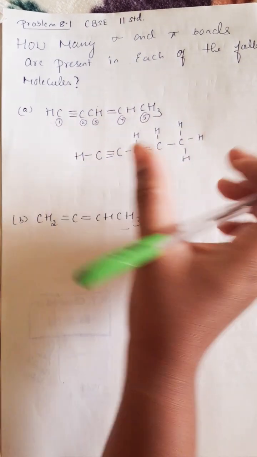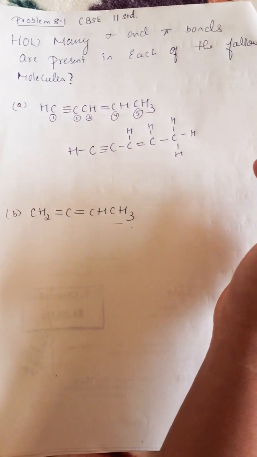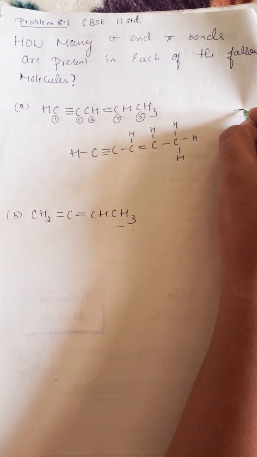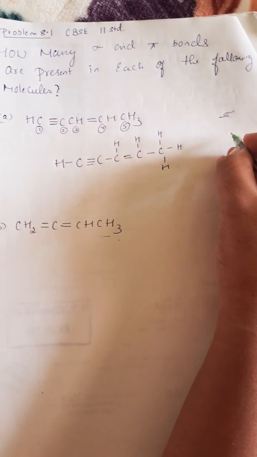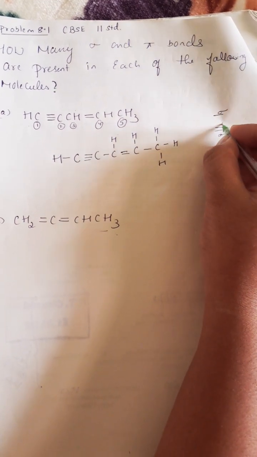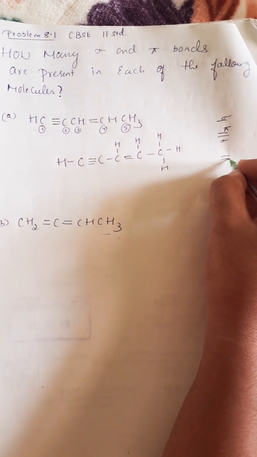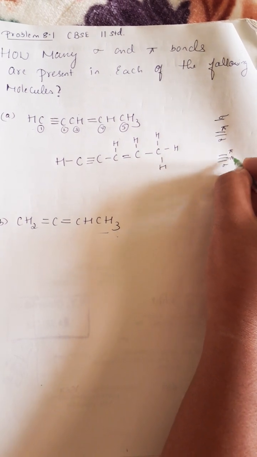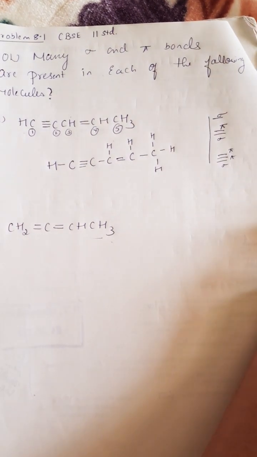When you do a branch form, it's very easy to answer this. As we know, if it's a single bond, there is only a sigma bond. If there is a double bond, there is one sigma bond and one pi bond. And if there is a triple bond, there is one sigma bond and two pi bonds. You have to make a note of this, okay?